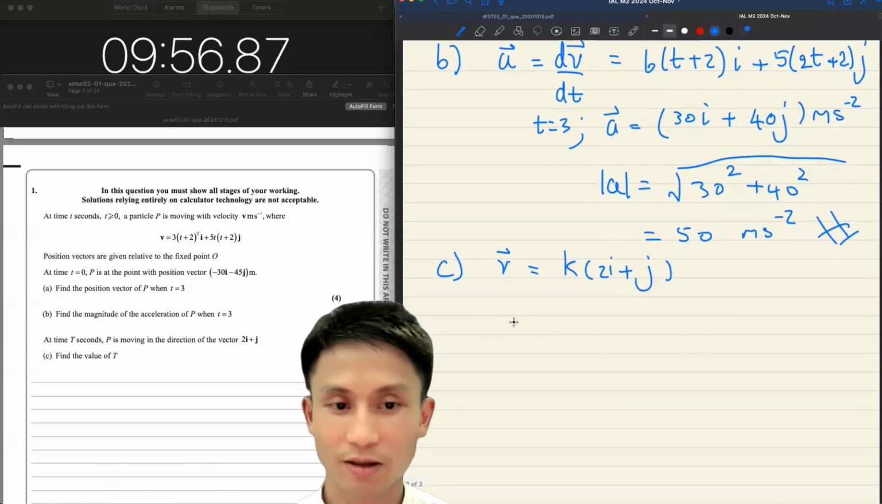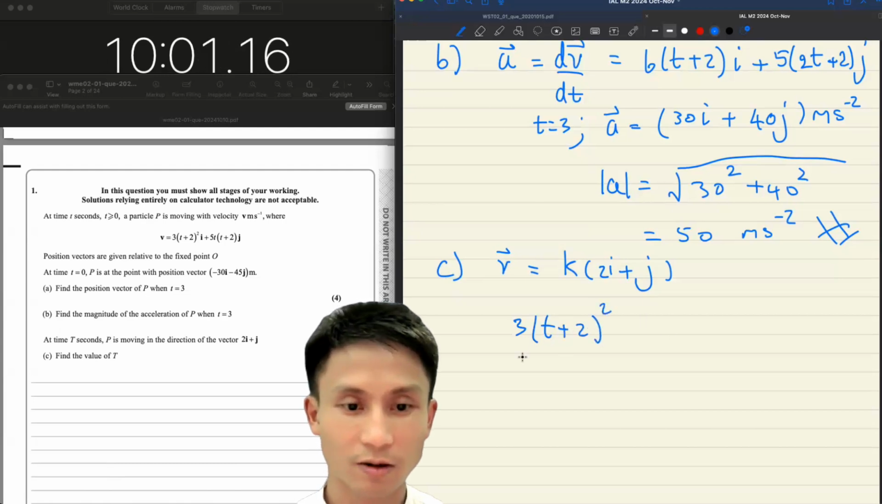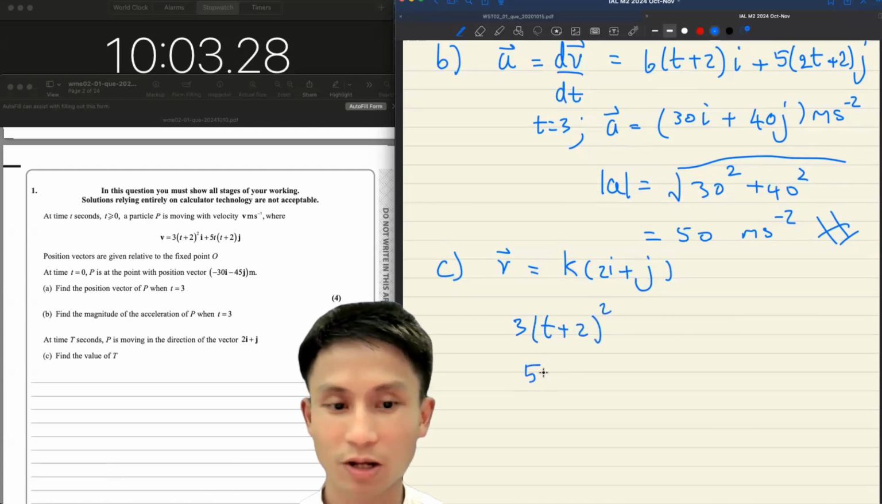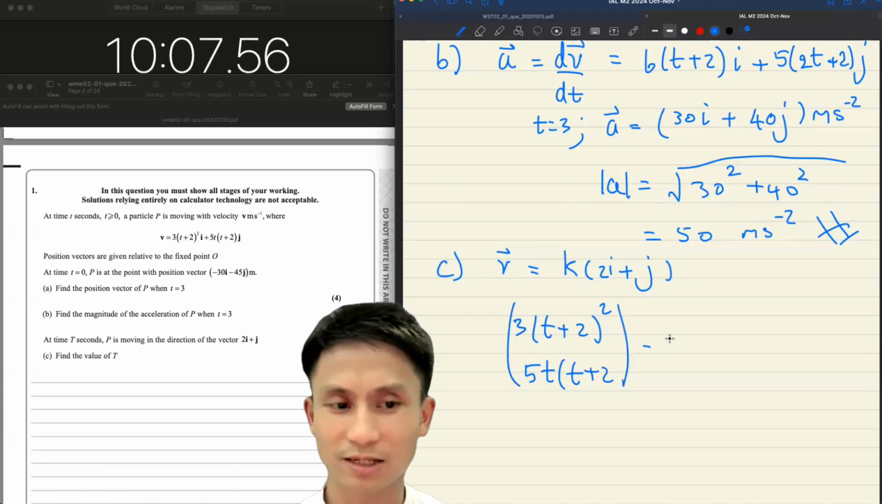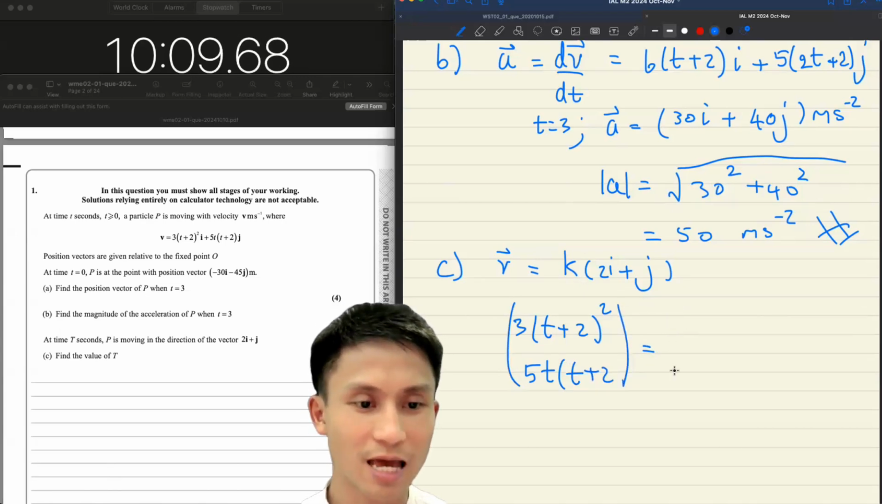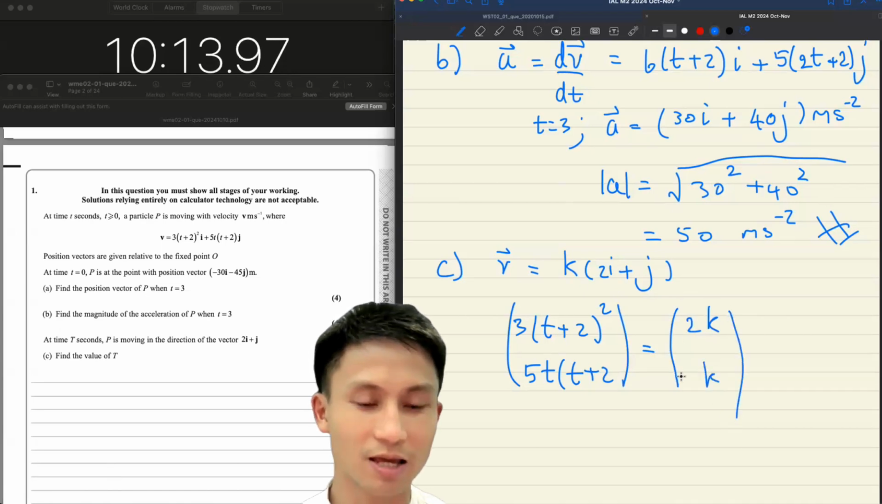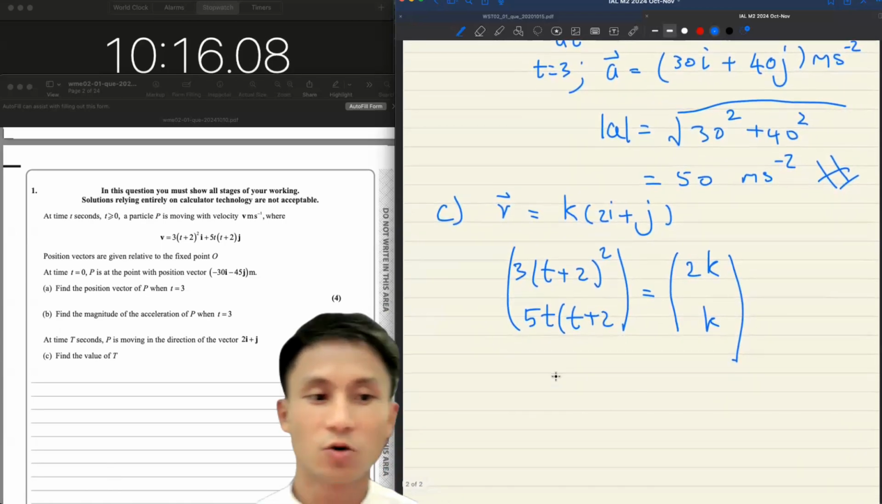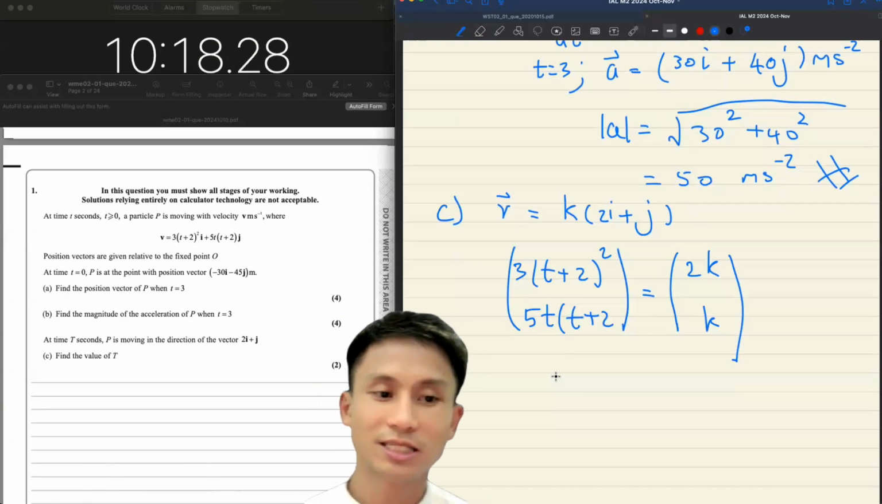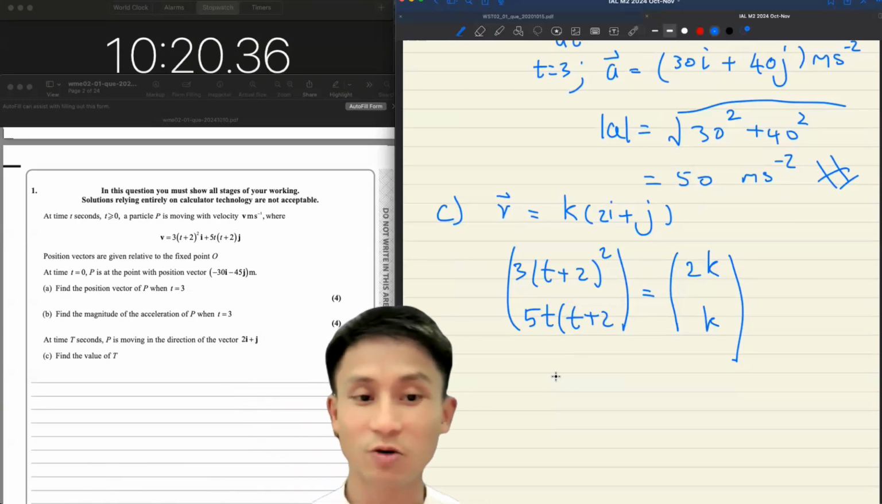Okay, so the velocity vector, which is that, okay, and the j component. I prefer doing it in columns, guys, because it saves space. So if we expand the k inside each component, we get 2k here and only the k here for the y. So we have two equations, two unknowns. This is simultaneous equations, right?